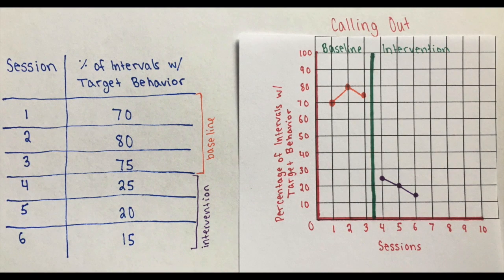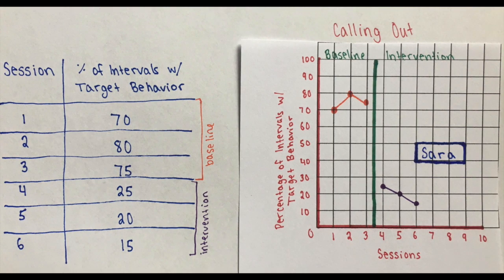Right, next we're going to add the phase change line. So the reason you don't connect the baseline data to the intervention data is because it happened in 2 different phases, and this line is going to show the difference between the 2. So you're just going to draw a straight vertical line between sessions 3 or 4, or wherever your data splits between baseline and intervention. Once you have that line drawn, you want to label the 2 phases. So above the baseline phase, you're going to label it baseline, and then above the intervention phase, you're going to label it intervention.